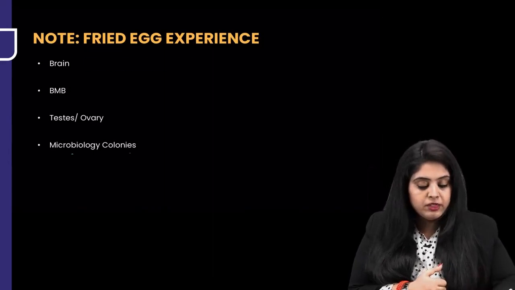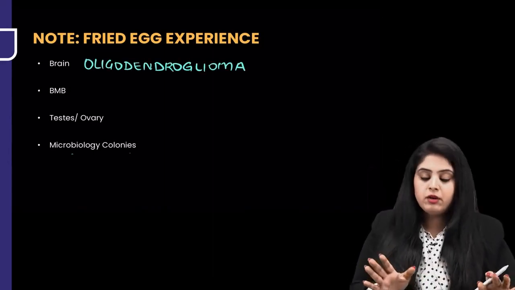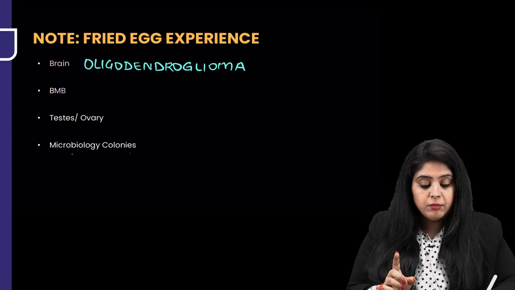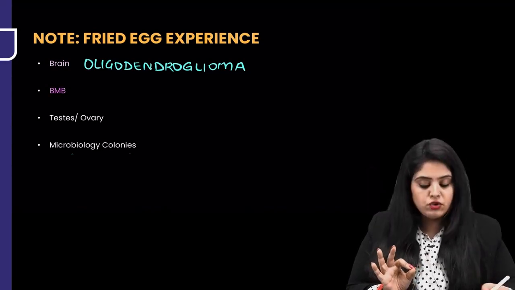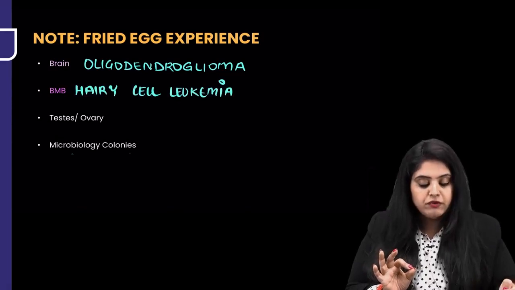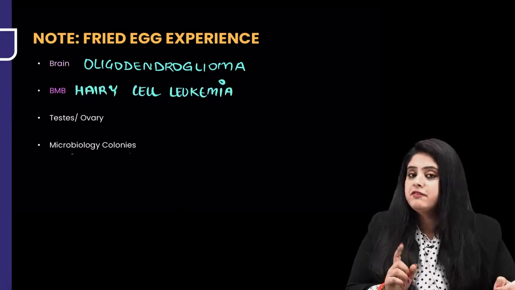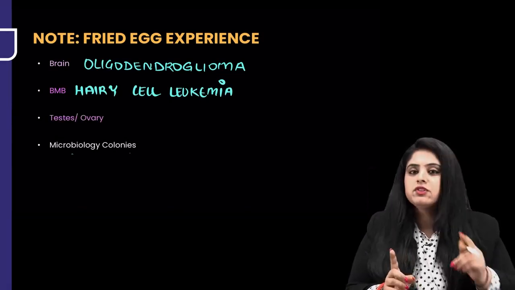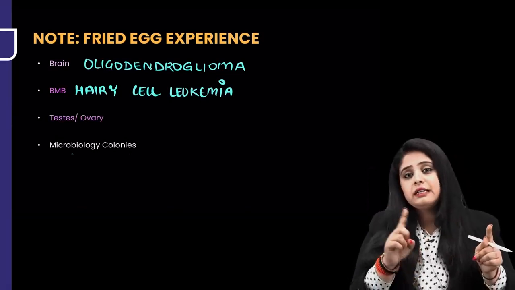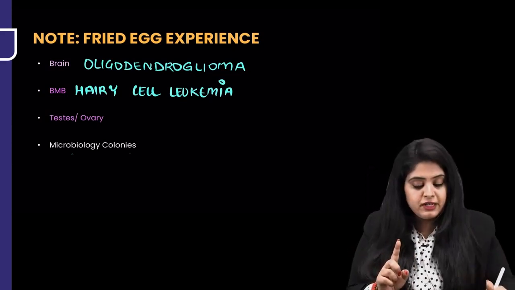So what is the brain tumor that we studied right now? Oligodendroglioma is done. Think where in the bone marrow biopsy, the only condition on bone marrow biopsy which shows you fried egg appearance is hairy cell leukemia. Very important question. Next, which are the tumors of the testis and the ovary? Which is that tumor which can occur in testis and it can occur in ovary, but it has different names?